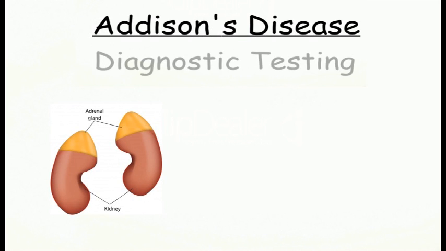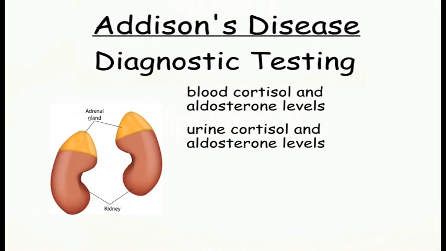Diagnostic testing includes checking cortisol and aldosterone levels in the blood and the urine. If there is adrenal insufficiency, then levels in the blood and the urine would be decreased. Some other tests would include ACTH serum levels and ACTH stimulation. ACTH is short for adrenocorticotropic hormone, and it is secreted by the anterior pituitary gland when cortisol and aldosterone levels are low in the blood.